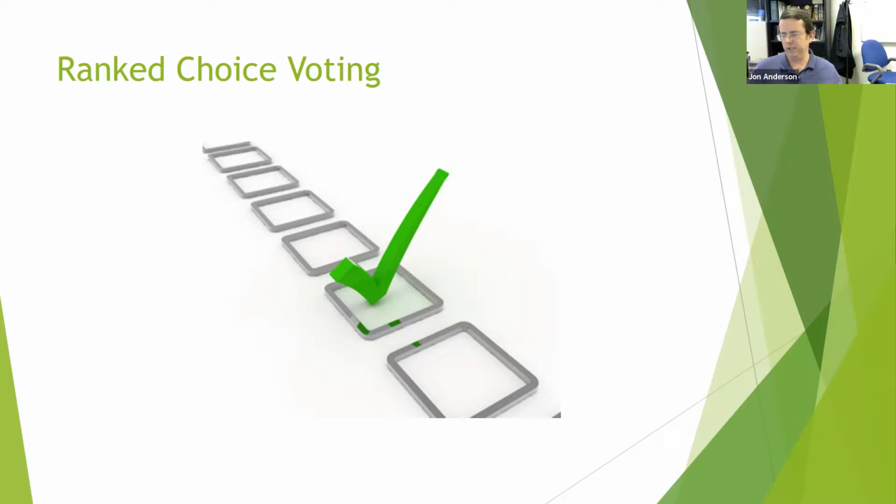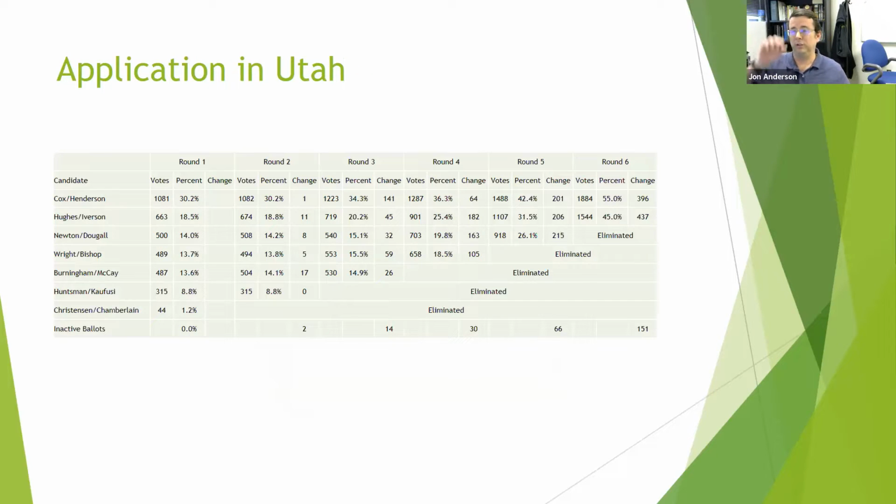And we're going to go back to the 2020 gubernatorial election, where again, we had 7 candidates. And so here you can see that there's 6 rounds before a winner was selected. This one ended up showing the entirety of it.